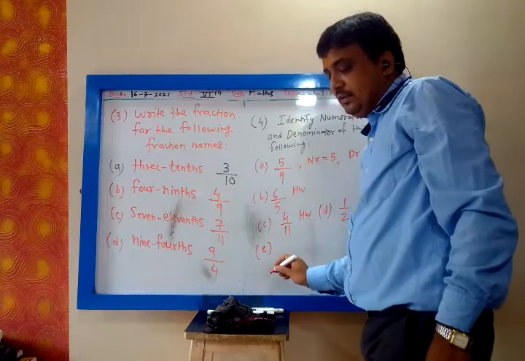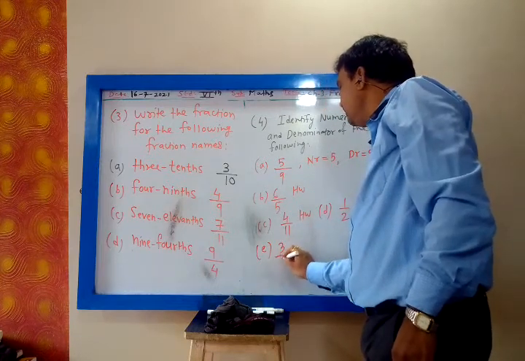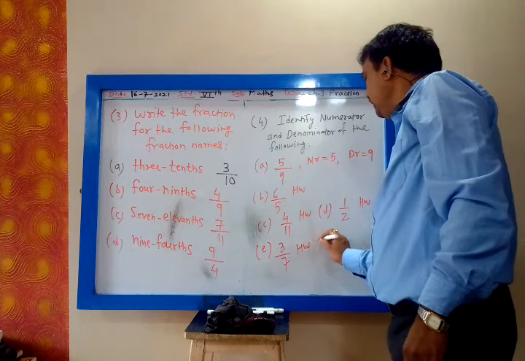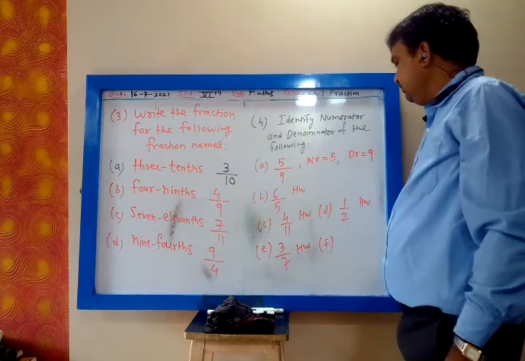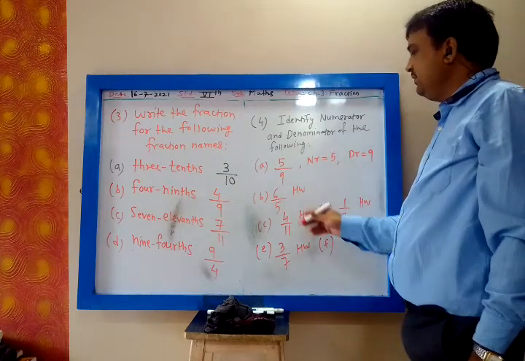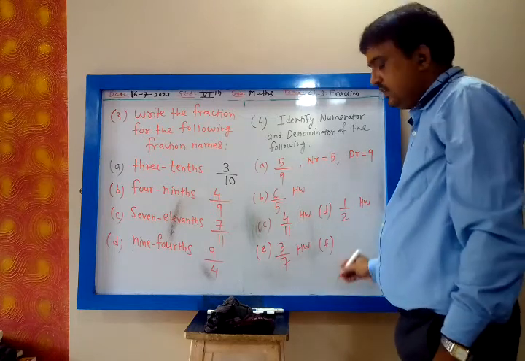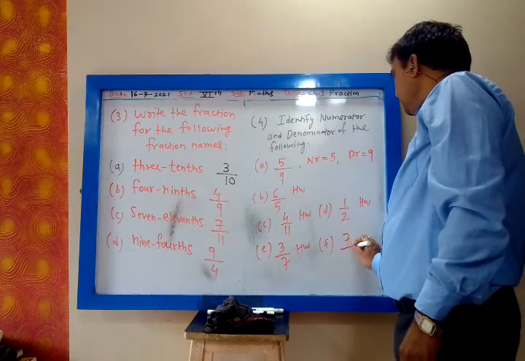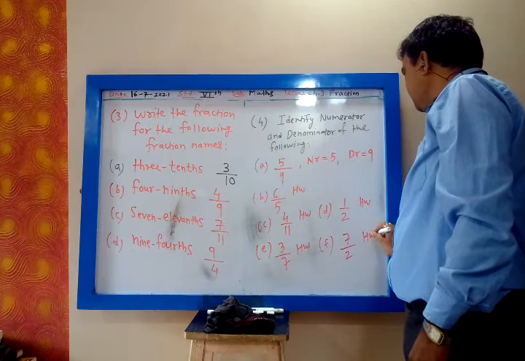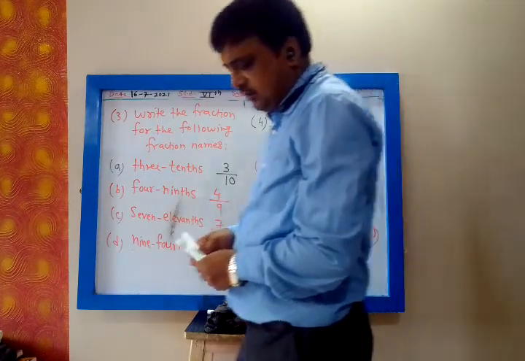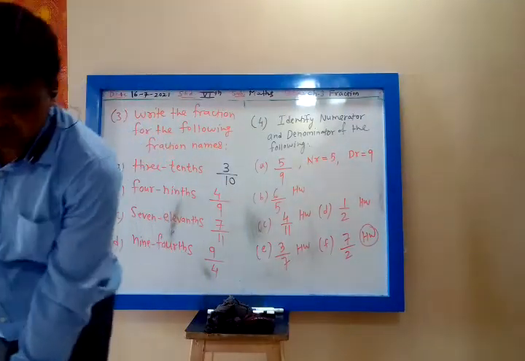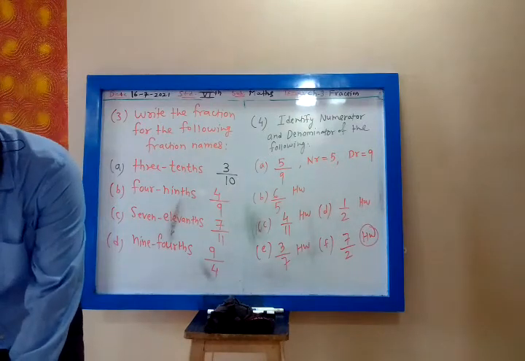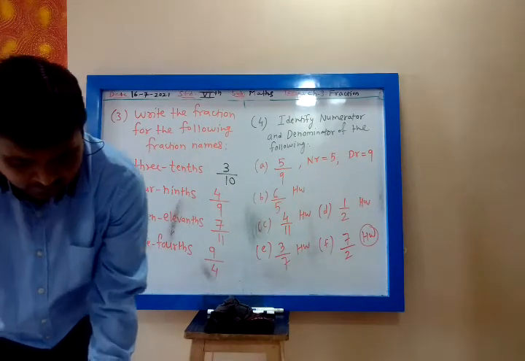E, 3/7, homework. Then F, 7/2. You have to write down numerator. Numerator means upper part. Denominator means lower part of that fraction. Okay. So easily you can write numerator and denominator.